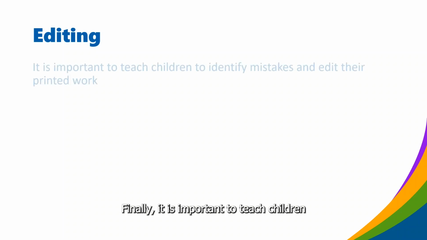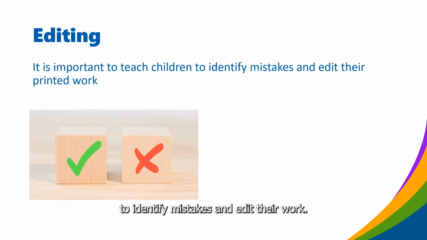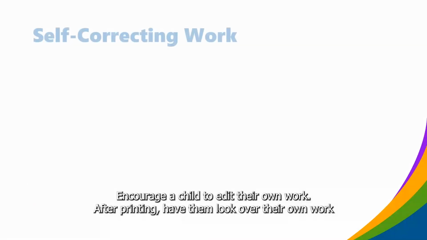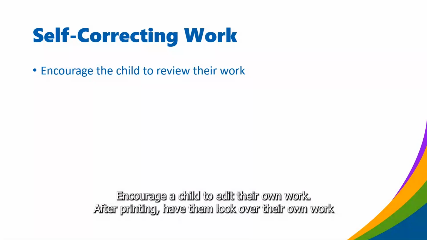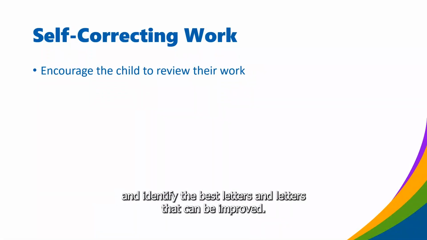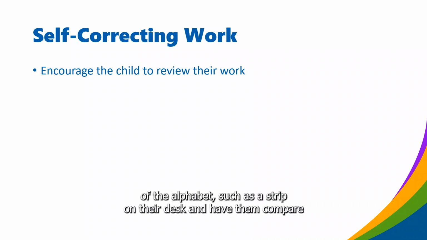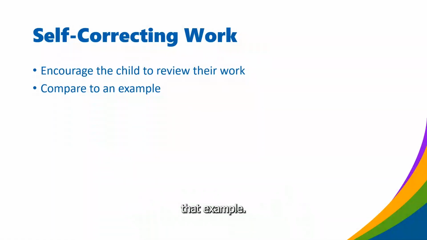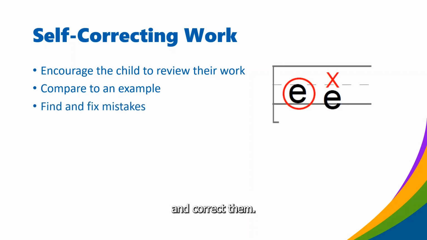Finally, it is important to teach children to identify mistakes and edit their work. Encourage a child to edit their own work. After printing, have them look over their own work and identify the best letters and letters that can be improved. Provide a visual model of the alphabet, such as a strip on their desk, and have them compare to that example. Encourage them to identify their own mistakes and correct them.